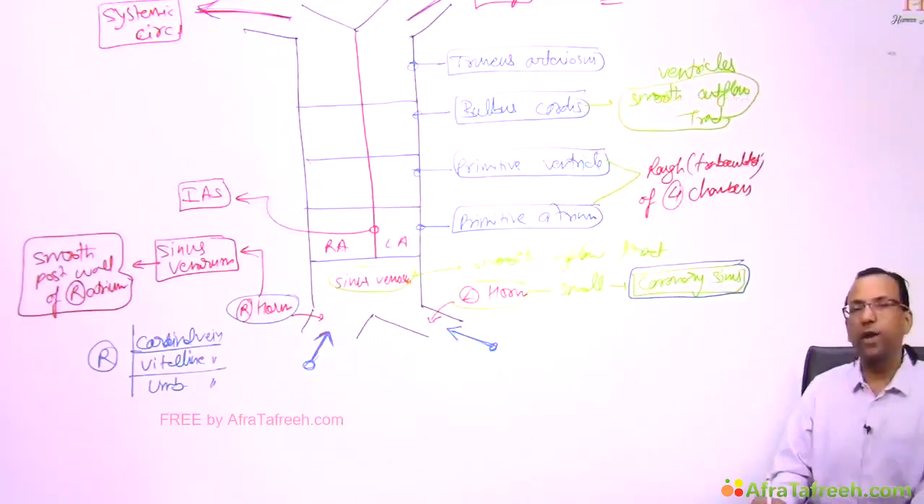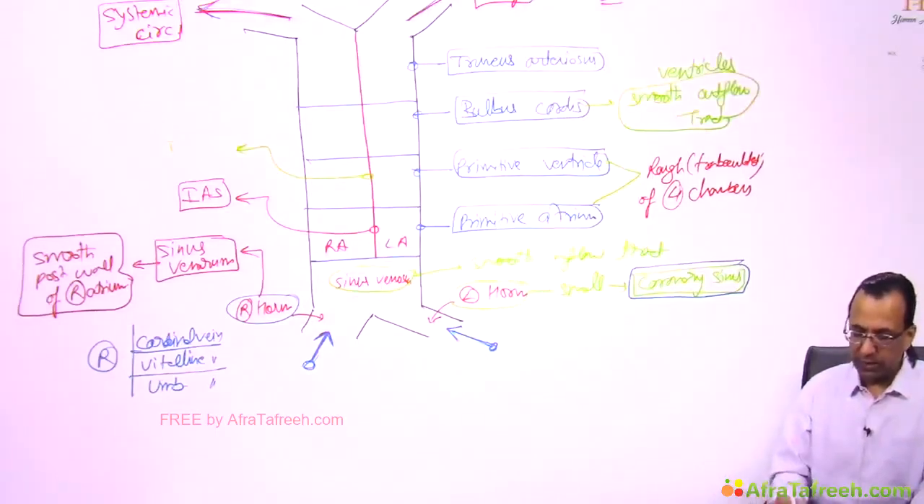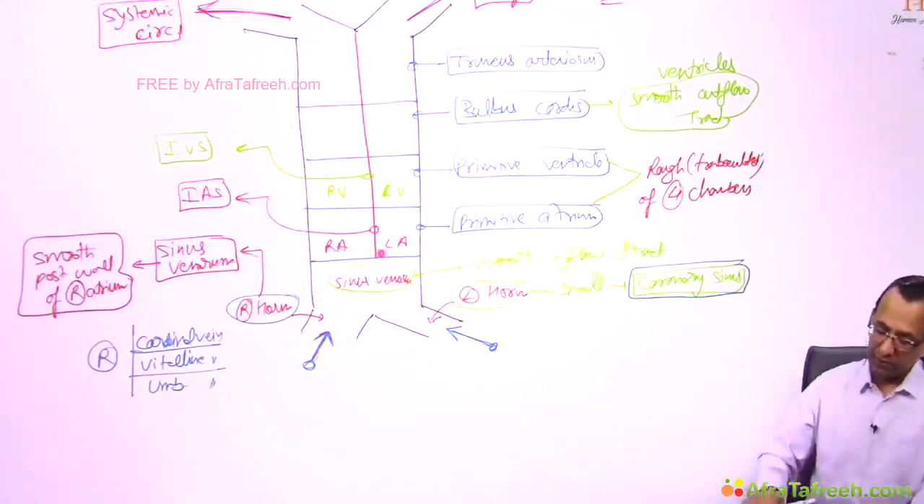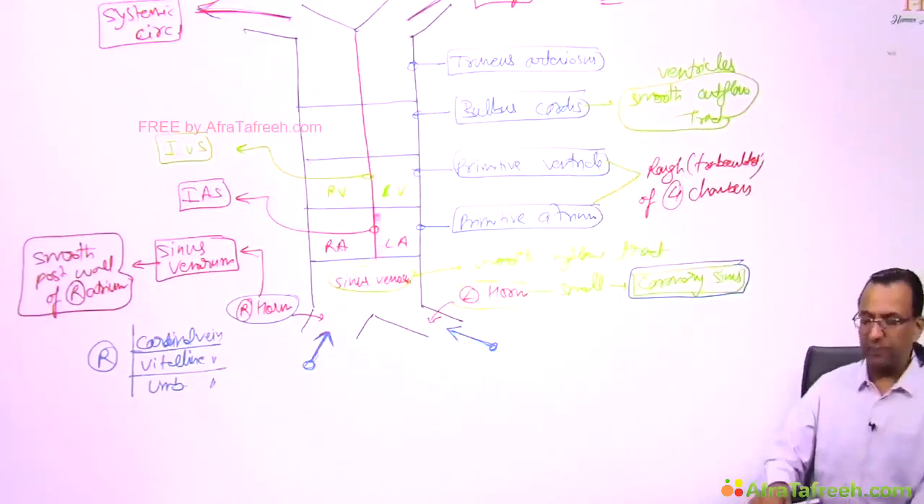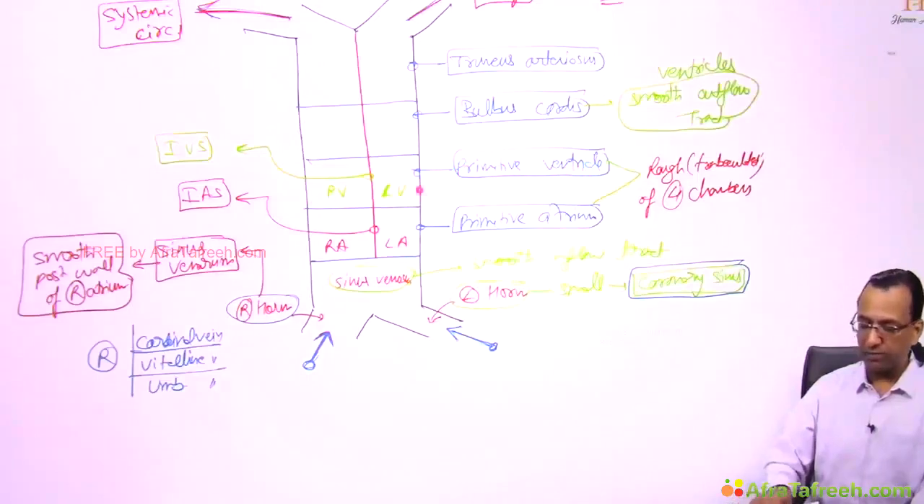And what if it is in the ventricle? Then you will call it the interventricular septum. And the interventricular septum is going to divide the primitive ventricle into the right ventricle and the left ventricle. That is the job. You see, the name of this septum depends upon the location where it is present. This is the interatrial septum in the primitive atrium, dividing it into right and left atrium. And in the ventricle region it is called the interventricular septum, dividing the primitive ventricle into the right ventricle and left ventricle.